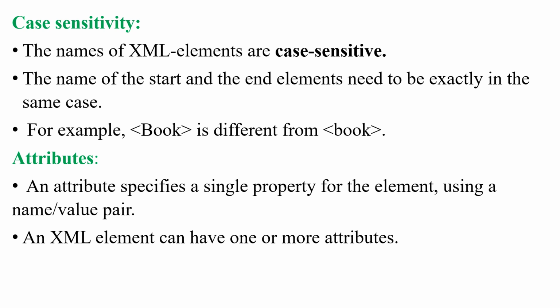Then attributes. An attribute specifies a single property for the element using a name and value pair. XML can have any number of attributes, but the condition is that each and every attribute should have two things: one is name and the other is value. All the elements can have one or more attributes. Each and every tag in the XML can have multiple attributes.